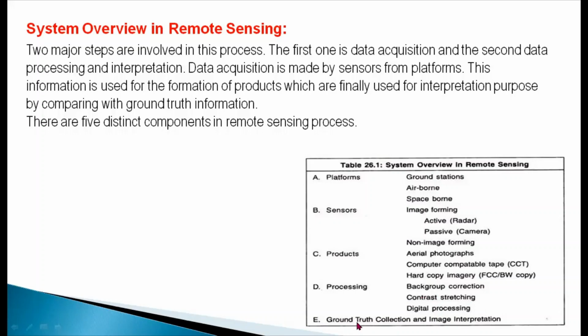Number 5 is the ground truth collection, image interpretation. अब आपने क्या किया? Once you get the image, you process it, then you have to see or match it with the ground truth. यानी कि you have to go to the ground and see that all these things are present on the ground. तो आप उसको कंपेयर करते हैं कि जो हमने इमेज लिया है, जो हमने डेटा लिया है, क्या वो ग्राउंड पे भी मौजूद होती है. So these steps are involved.